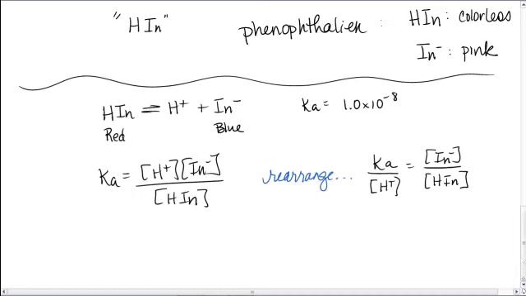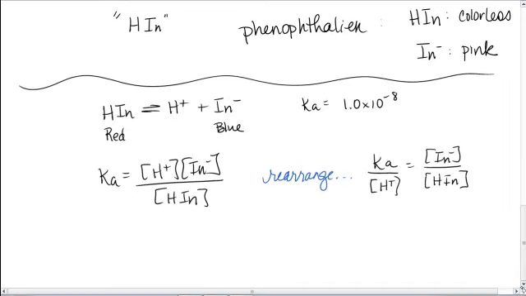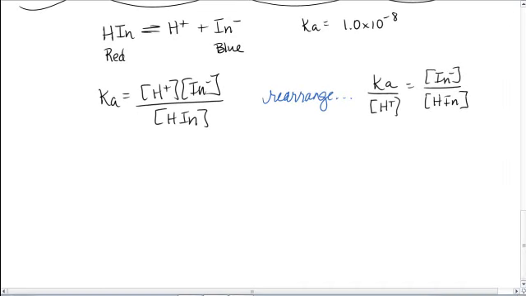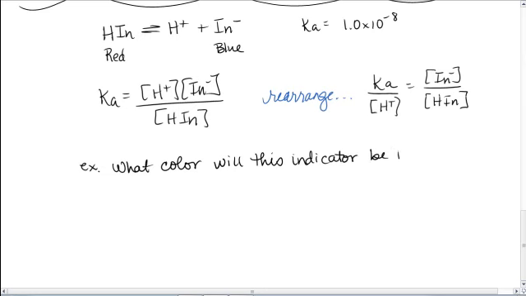Here's what I want to look at. We're going to do a problem first. And here's the problem associated with this. I want to know what color will this indicator be if added to a solution with a pH that's equal to 1.